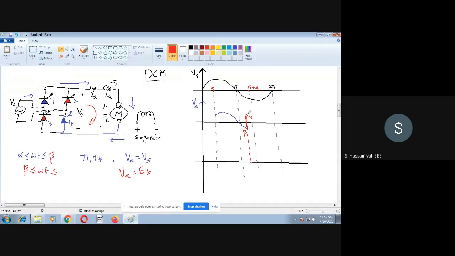Just like when you turn off the fan, the speed of the fan slowly decreases. So here also the speed of the motor decreases, so the back EMF in that motor also decreases. When the back EMF is decreasing, the output voltage VA, which is the same as the back EMF, also decreases. That's the meaning of that. This will continue till pi plus alpha, so I will end this here at pi plus alpha. At pi plus alpha, you trigger T2 and T4.